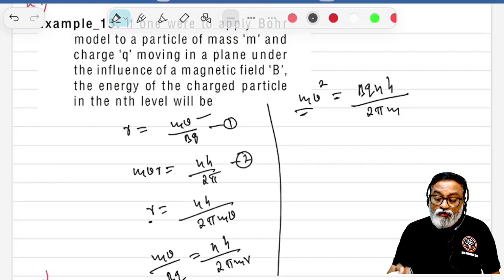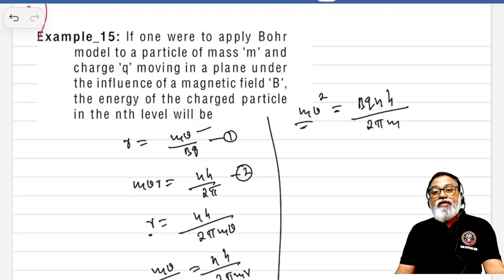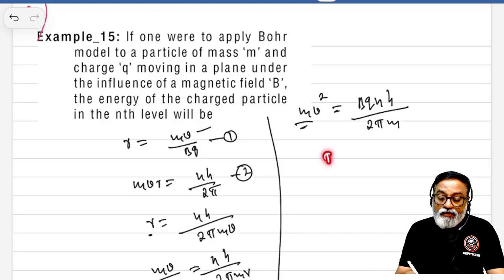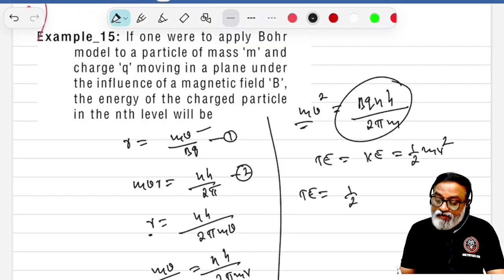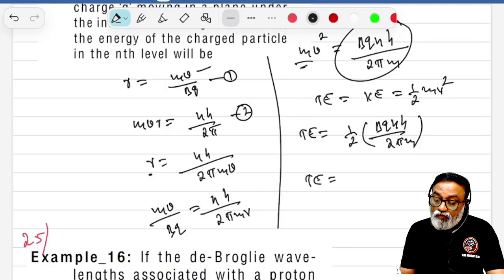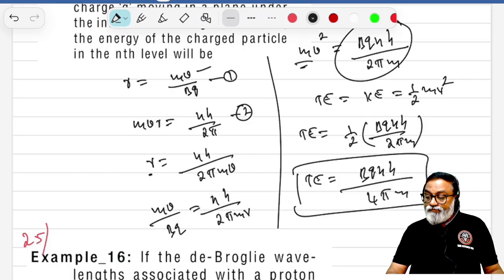But we have to find out the energy of the charged particle in nth level. Energy of particle in nth level is total energy. But total energy is equal to the magnitude of kinetic energy. That kinetic energy is equal to half mv square. Therefore, total energy is equal to half into mv square, which is Bq nh by 2 pi m, so this total energy is equal to nBqh by 4 pi m. This is the total energy.